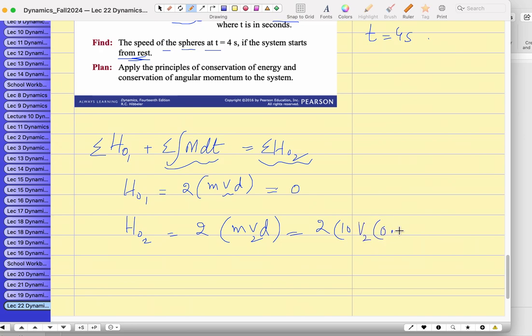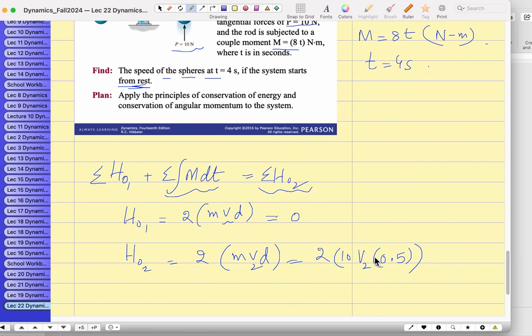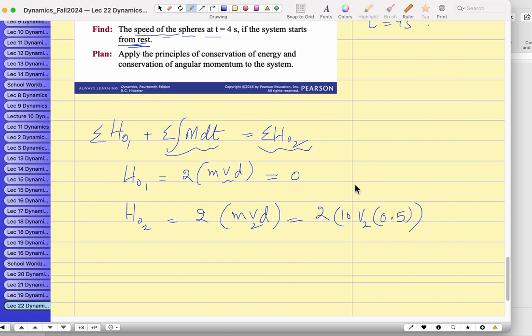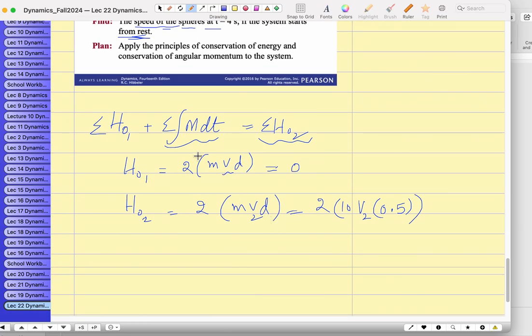What is the moment arm? So this is the right hand side. Now we do not know the velocity, but that is our question. You have to find the speed of the spheres after 4 seconds. So let's focus on the second term on the left hand side, the angular impulse, which is written like this.